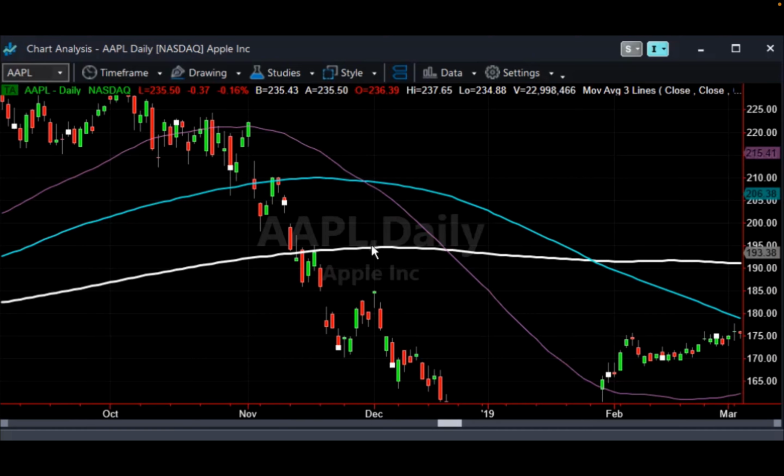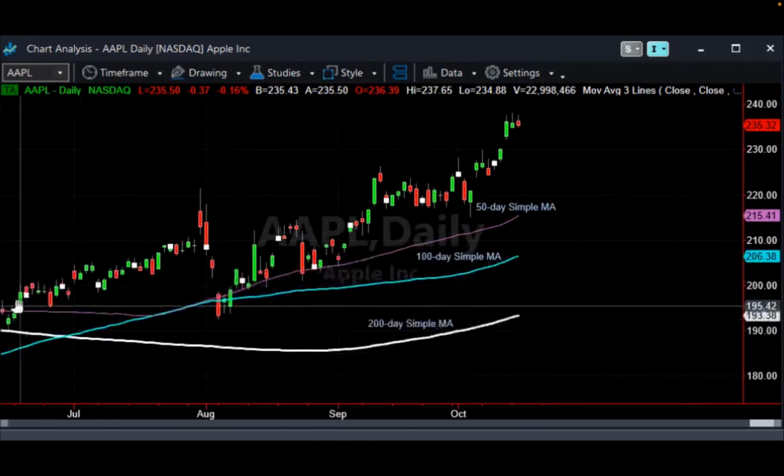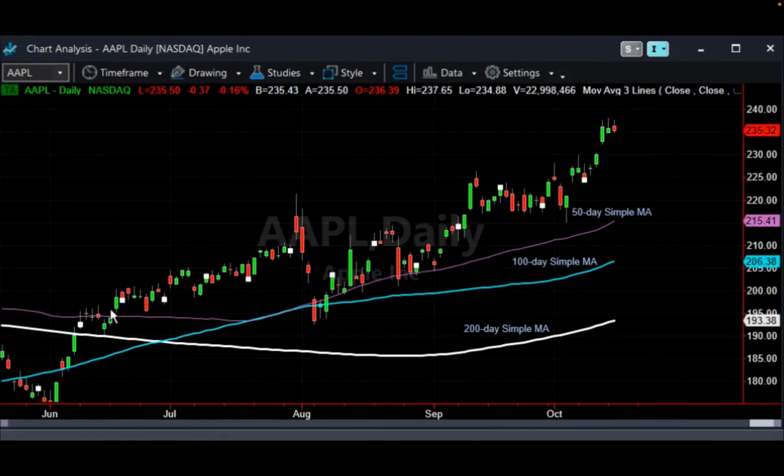Now, you can also scan for stocks based on moving averages. In other words, how can I find stocks that are trading above the broad moving averages?